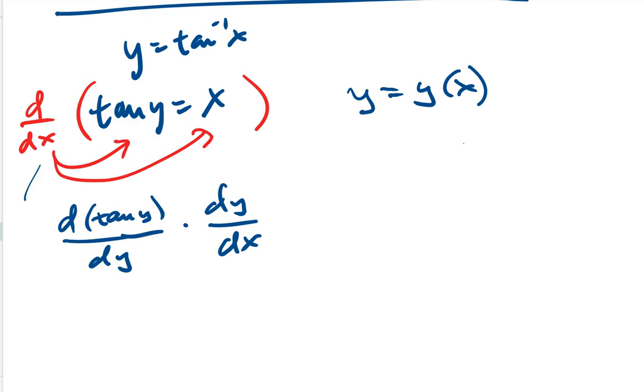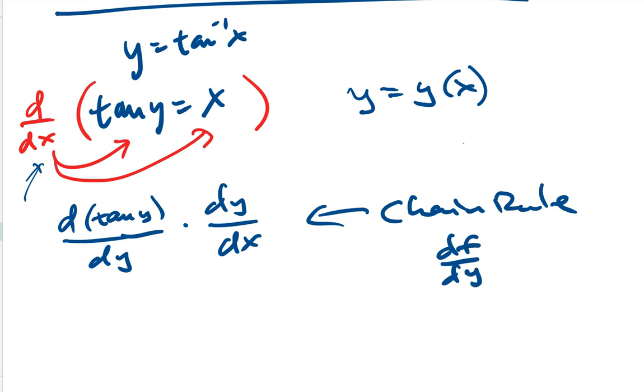Otherwise, taking the derivative with respect to x of tangent of y wouldn't make any sense. So what I'm using here is the chain rule. The derivative of y with respect to x is df/dy times dy/dx. It's basically the chain rule. And the f in this case is the tangent. So the first piece is secant squared of y, and then times dy/dx.